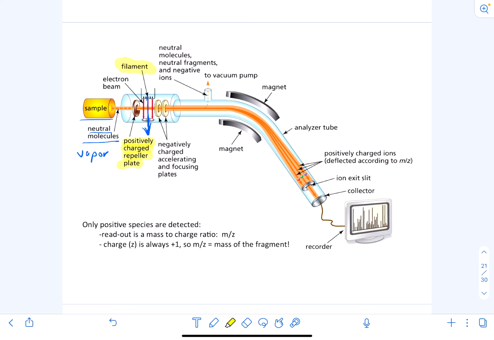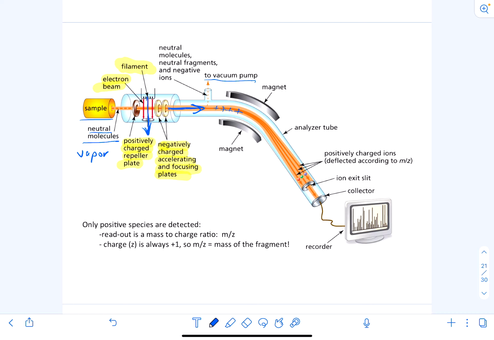So we have a positive plate in the back to keep the ions from going back into the vaporizer. And then we have these things called accelerators, negatively charged plates that are there to accelerate the positively charged cations that we make from the collision of the sample with the electron beam coming out of that filament. And so we generate charged vapors in this chamber, we accelerate them into a vacuum tube, and everything comes out of here into the vacuum tube. We have a vacuum pump here that can pull off any neutral molecules or fragments that aren't charged. And then only the positive ions come through there.